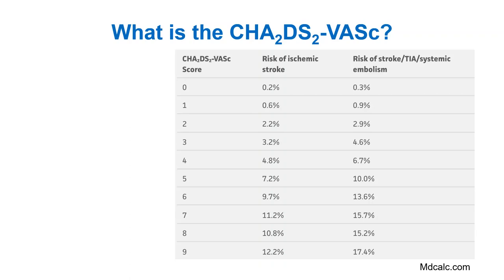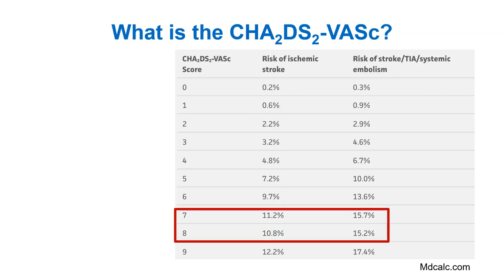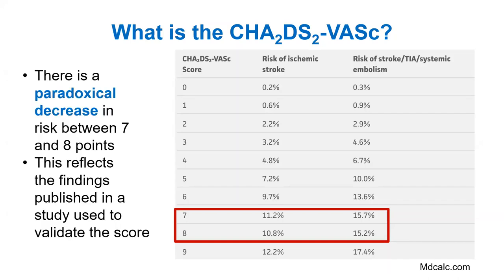Very often we only look at the risk of ischemic stroke and not the other. I do think it's interesting that if you look at scores 7 and 8, the risk of ischemic stroke with an 8 is lower than that of 7. There's this weird paradoxical decrease. This actually just reflects the findings published in the study used to validate the score, so don't put too much stock in it. You may say, well, it's like a 0.4% difference, so who cares? Well, this is a talk about math, so that's why I'm mentioning it.